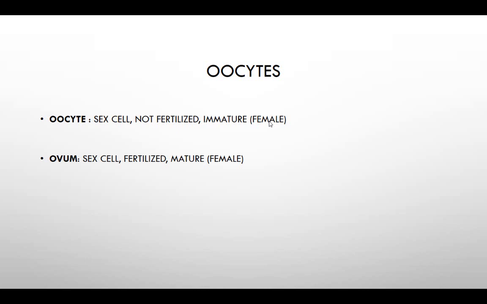The oocyte is the sex cell of the female when it is not fertilized. It's an immature cell, whereas the ovum is a sex cell that is considered an ovum when it's been fertilized, and it's what we consider to be a mature cell.